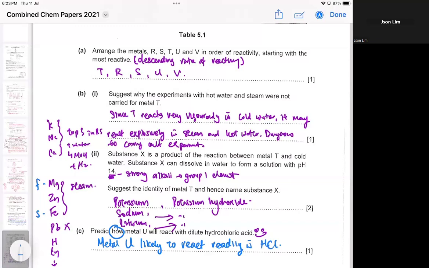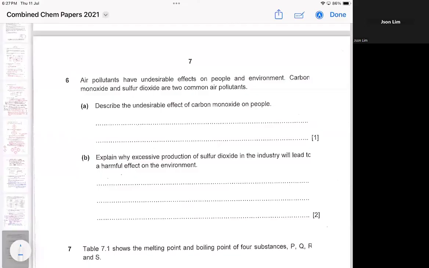Okay, number 5, please jot this down. Any questions?